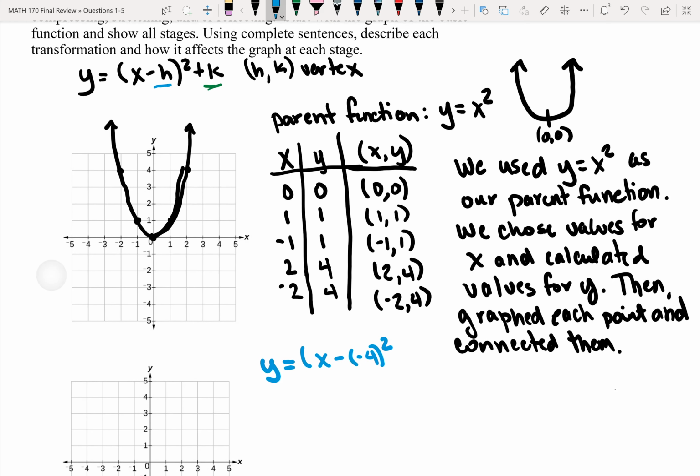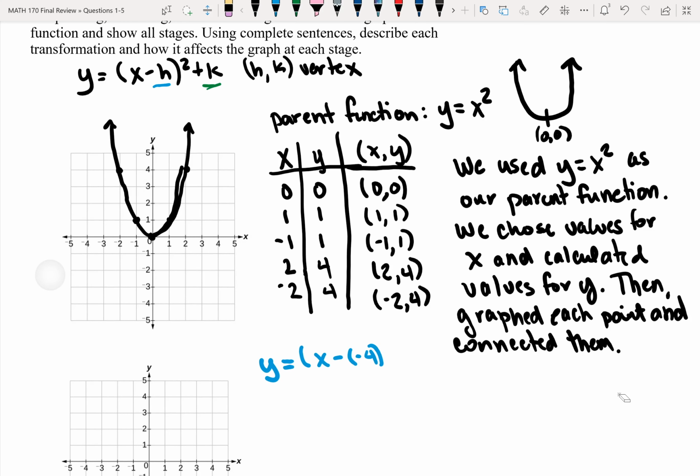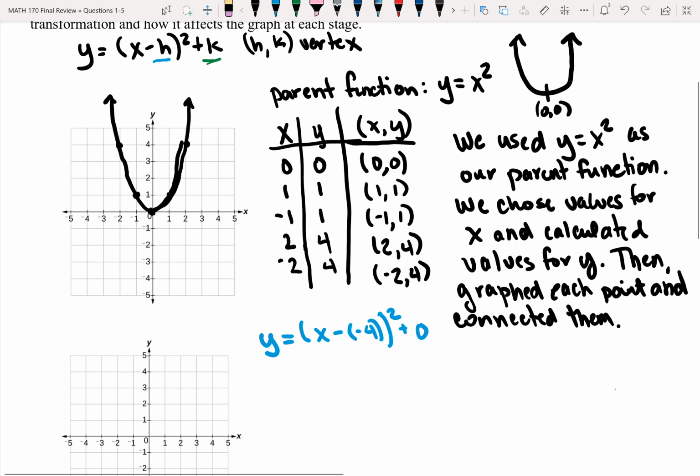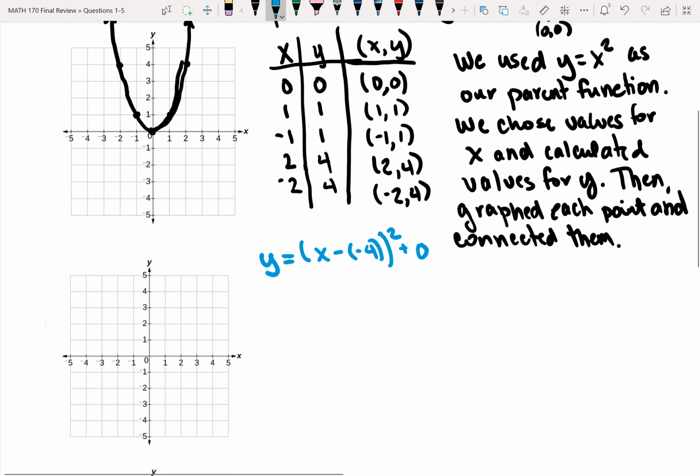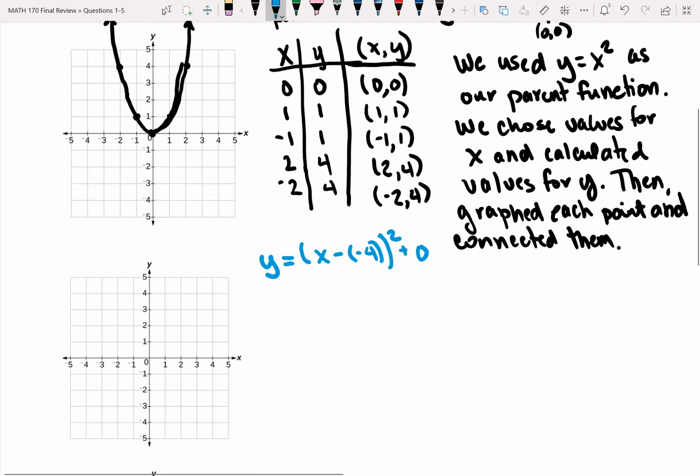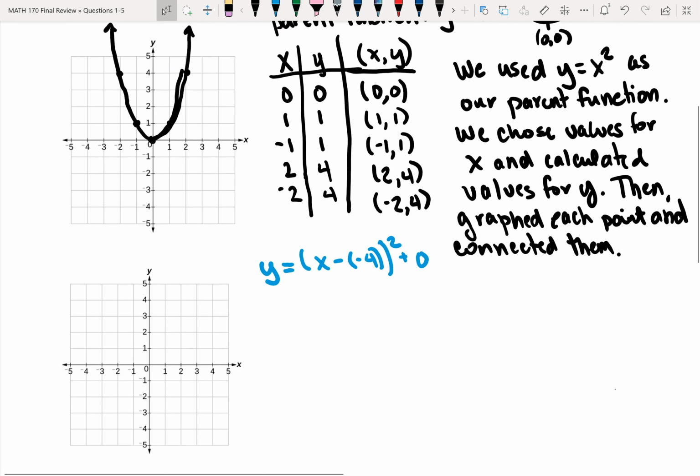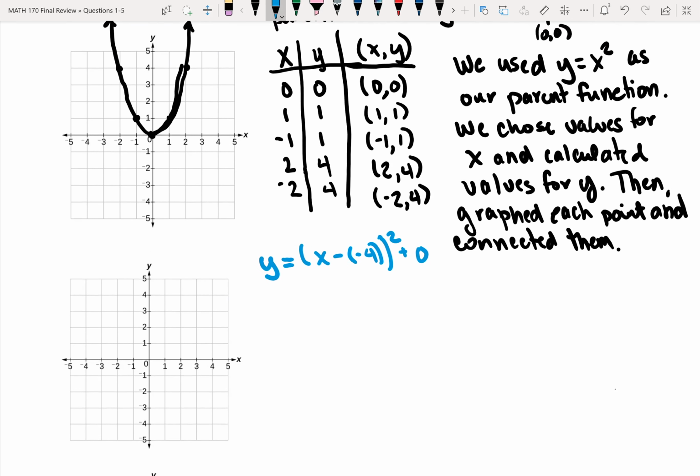Okay. And actually, I would need parentheses right there. And then out here, we don't have a k value yet, so it would just be 0. Okay, well, think about this: the -4 means that we're going to shift everything to the left. So the only thing that we changed here was we took our x values and we subtracted 4.